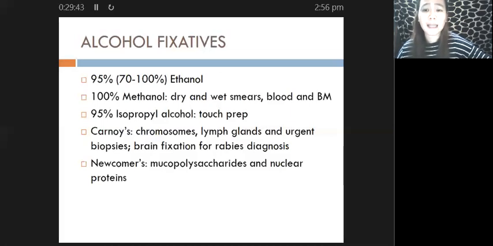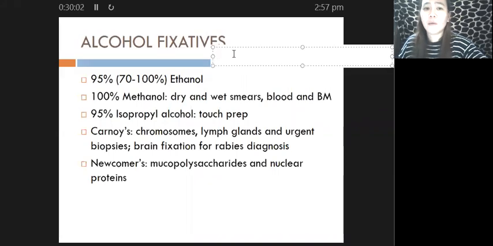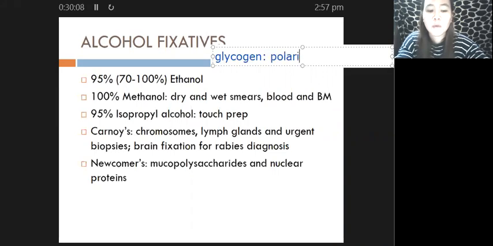That is the one that is not preserved. It's the architectural pattern. So that's why Gregorius mentioned that your glycogen is preserved, but it is not fixed. This is because with the use of your ethanol, your glycogen granules undergo a process which we refer to as polarization.